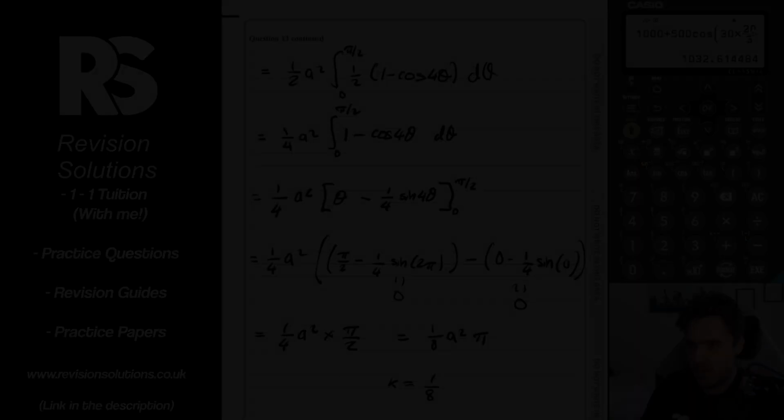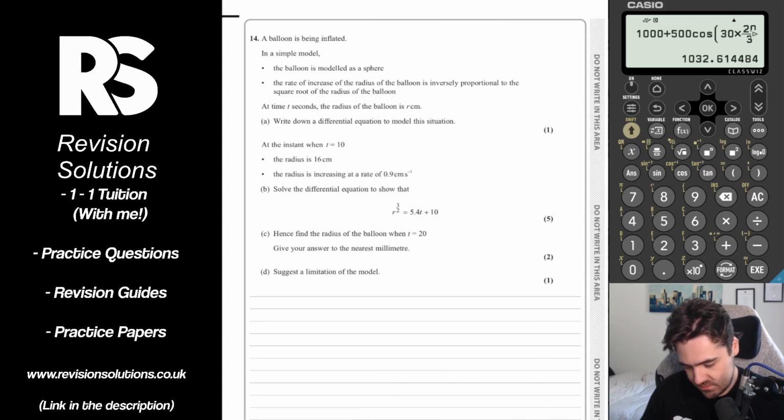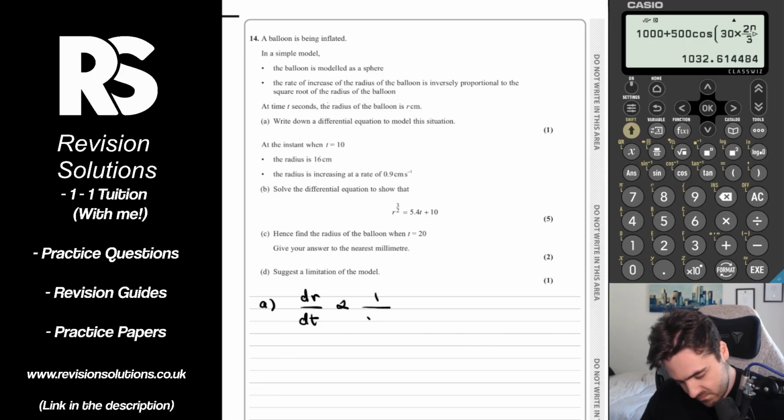Moving on to question 14. It says a balloon is being inflated. In a simple model, the balloon is modeled as a sphere. The rate of increase of the radius of the balloon is inversely proportional to the square root of the radius of the balloon. Let's just write that down. This is going to be used for part A most likely. The rate of increase of the radius, so that's dr by dt. And then it says inversely proportional, so proportional to 1 over the square root of r.